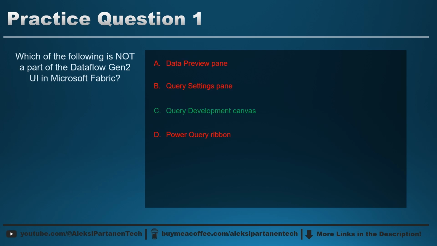The correct answer is C, Query Development Canvas, since all the others are elements of the Dataflow Gen2 UI. The element that allows you to visually see those queries on the canvas is called Diagram View and not Query Development Canvas. Refer back to the first slide in the presentation if you want to recheck these elements. Let's have another question about Dataflow Gen2.